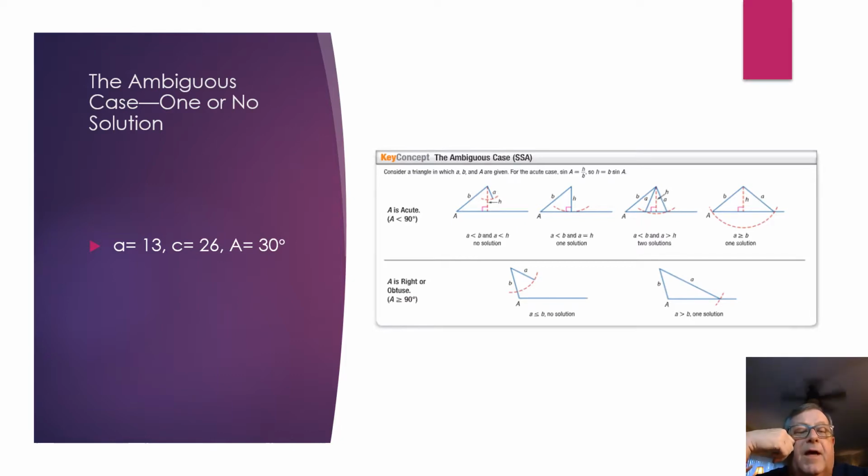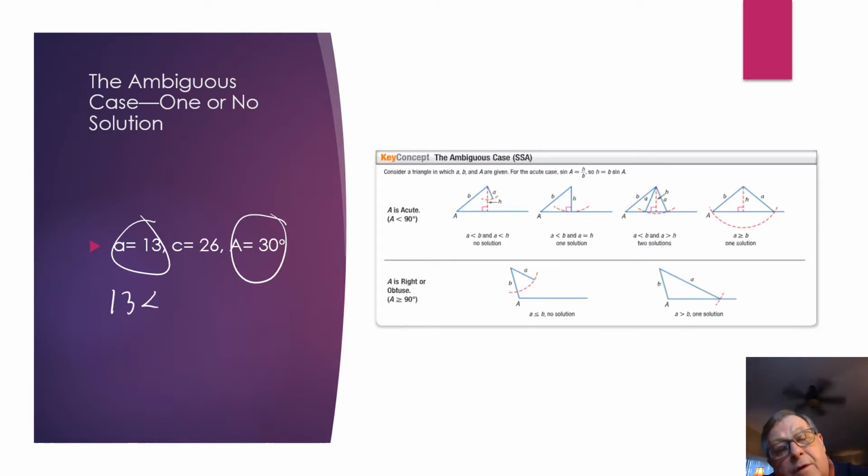All right, this time we're told angle A and side a. Well, at least that's good news. The angle we know is 30. The side opposite it is 13. And then we have another side measure, which is c, 26. Well, first off, 13 is less than 26. But that means we still have to find the height of this triangle.